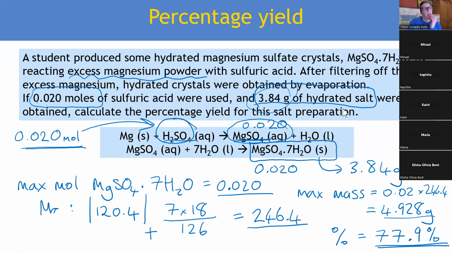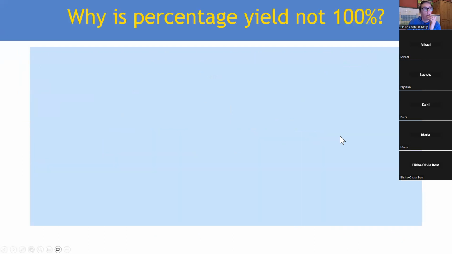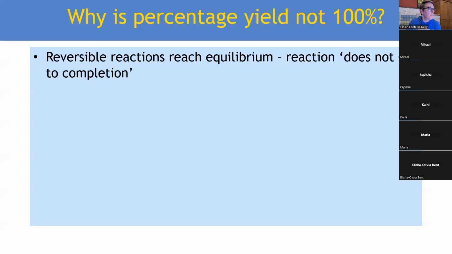so percentage yield. Why is it not 100%? It's not always the same answer. Okay, so what we don't want to do is stock learn. And the one that people tend to learn is they say, well, the reaction might not go to completion, or it might not finish.